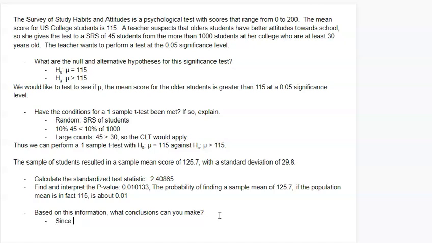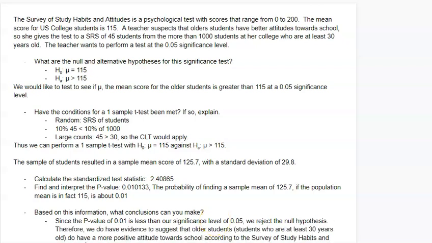So since 0.01 is less than 0.05, we're rejecting the null hypothesis, which means we do have evidence to support the alternative, and the alternative we should always put within the context of the problem. And there you go. That is how you would perform this one sample t-test.